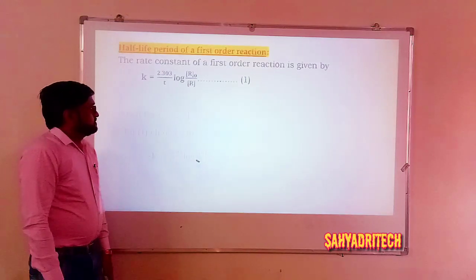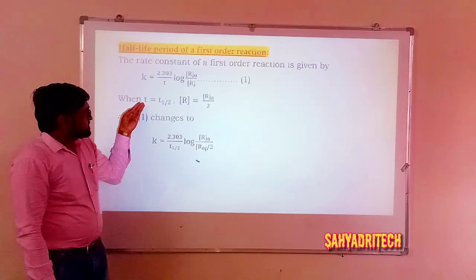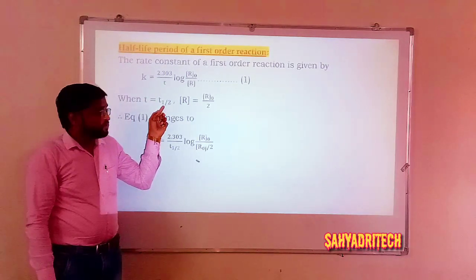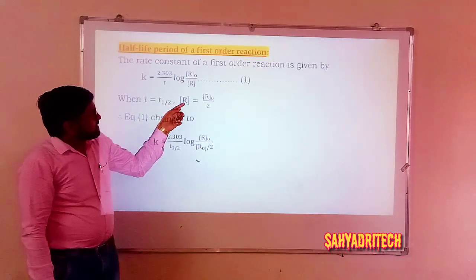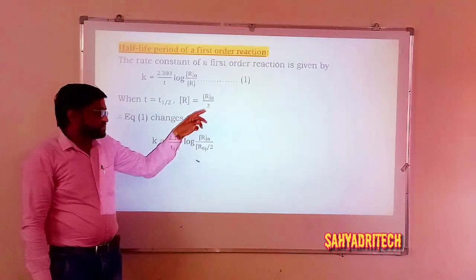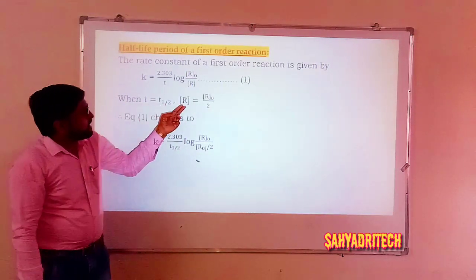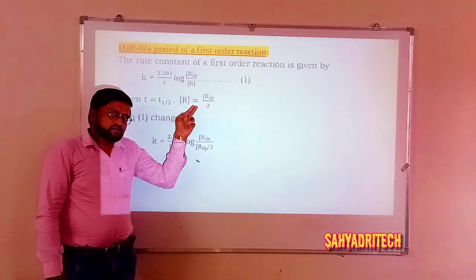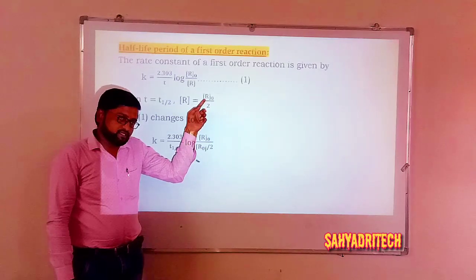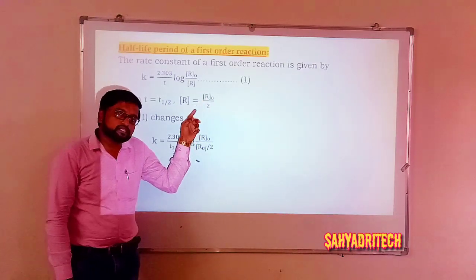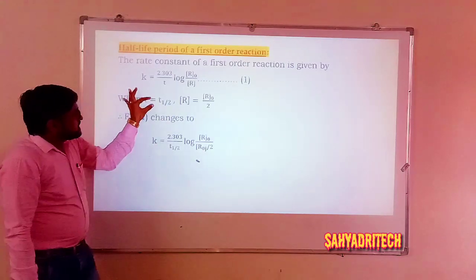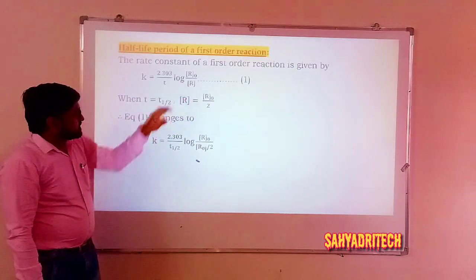Again here also we have to consider when t = t half. Then what about R? The concentration of reactant will be half of the initial concentration. So I can say when t = t half, the concentration of R is R0 divided by 2, half of the initial concentration. Further, what have you done? These values are substituted in equation 1.